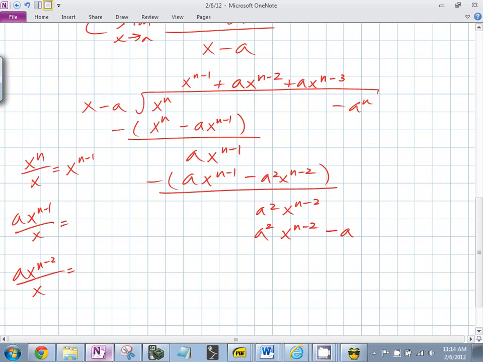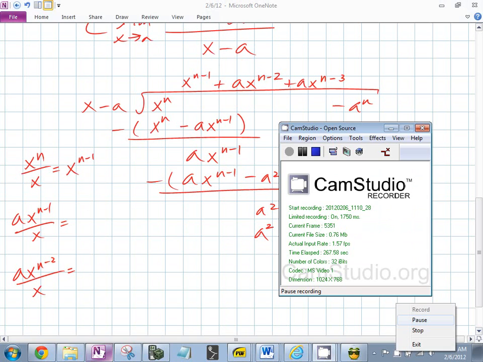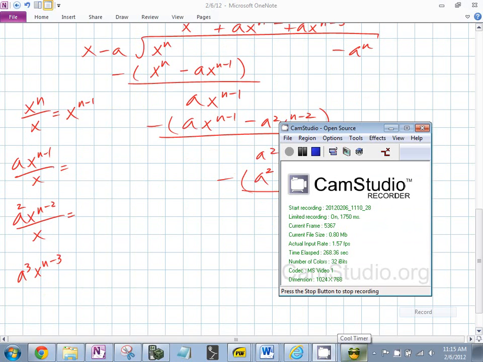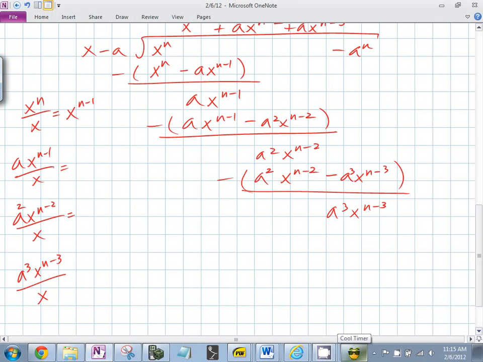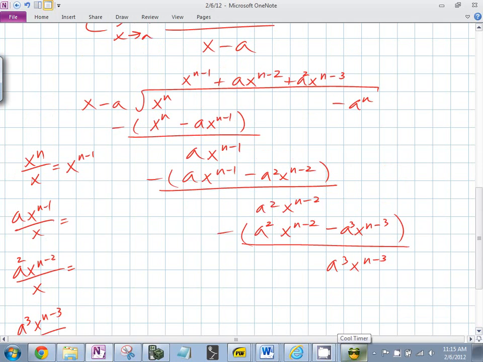Hold on a sec here, everybody. Hold on. We're missing something here. Minus 3 all over x. So what do we end up with? A cubed x to the minus 4, correct? We multiply that out, you get a cubed x to the n minus, and then you get minus a to the 4th times what?